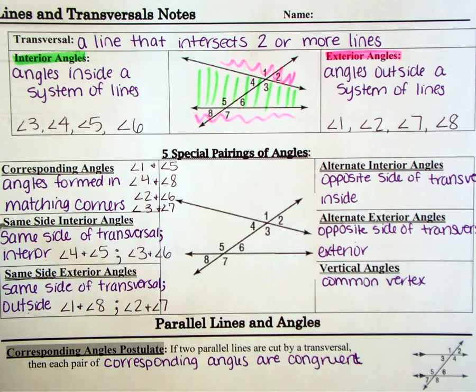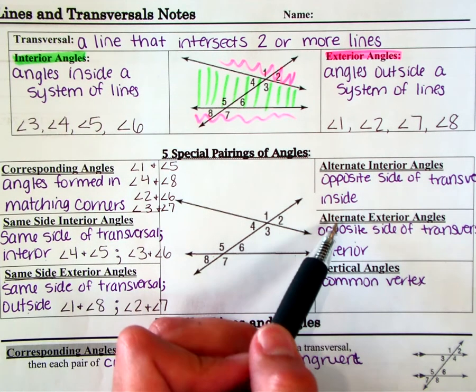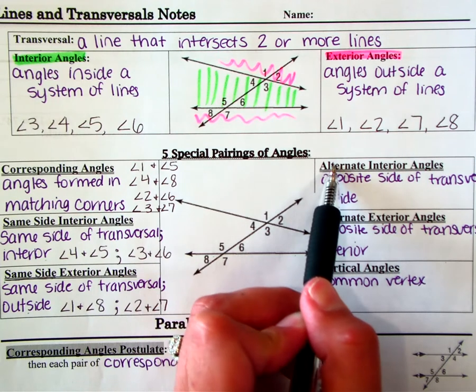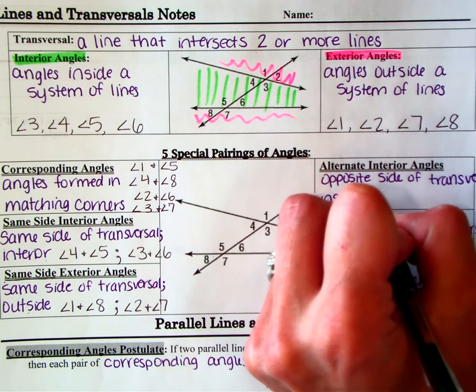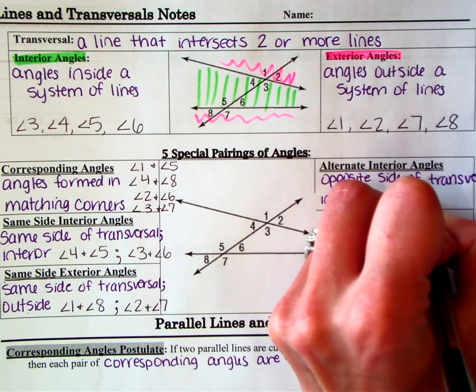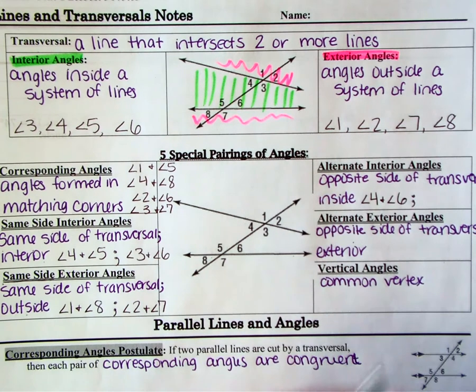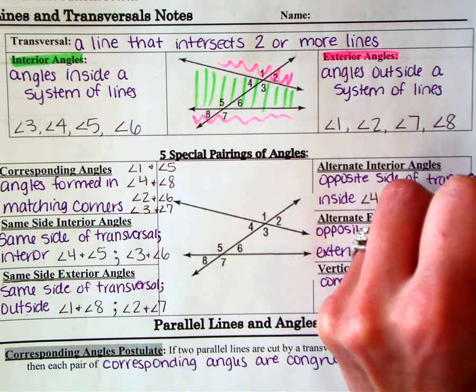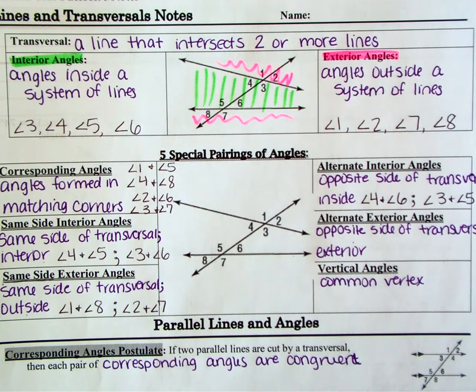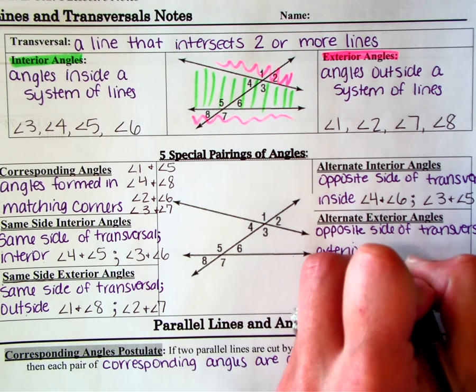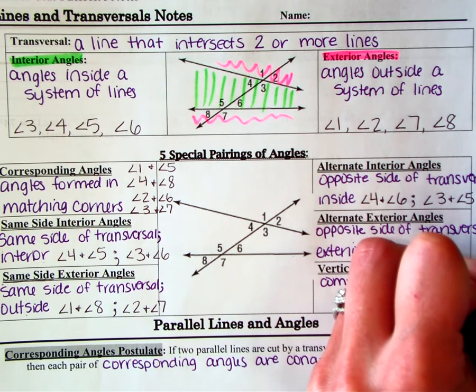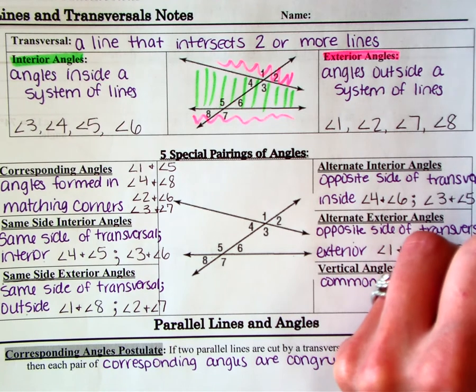So those are same side relationships. Next, alternate interior and alternate exterior. Alternate means opposite sides of the transversal and they're inside. So that would be angle 4 and angle 6, and angle 3 and angle 5. Alternate exterior: opposite sides of the transversal, and on the exterior of the system of lines. So that would be angle 1 and angle 7, and angle 2 and angle 8.